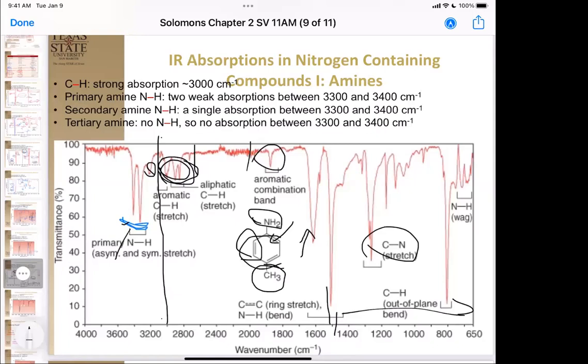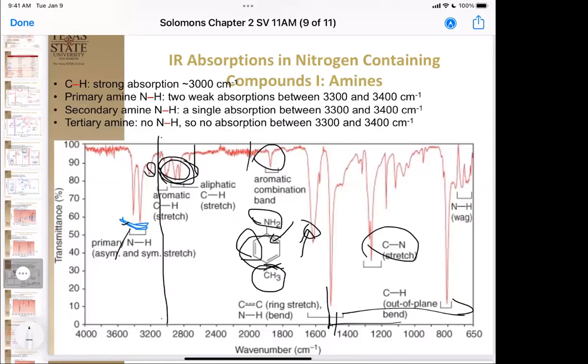Benzene rings are going to have peaks above 3,000. Methyl groups are below 3,000. We're going to have carbon-carbon double bonds, and then we're going to have stuff below 1,500. You can identify each and every one of these groups in this spectrum.